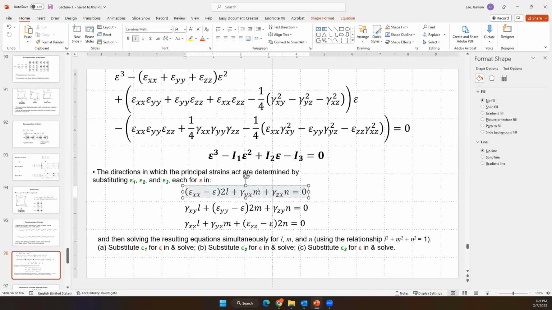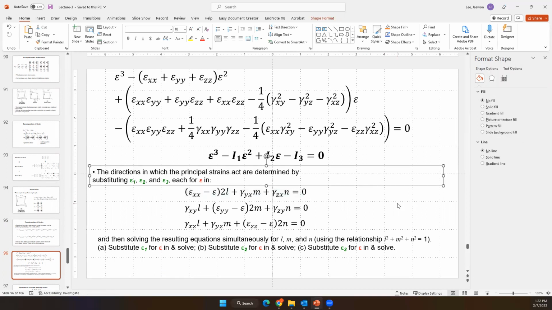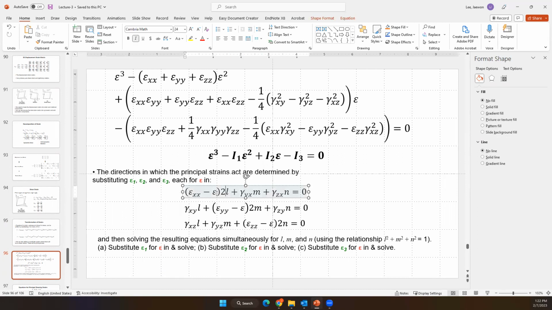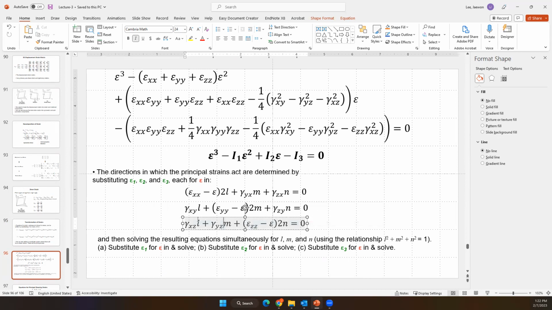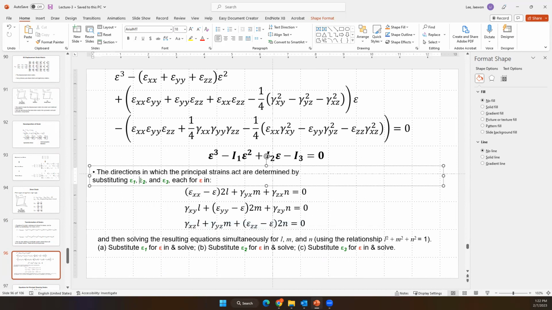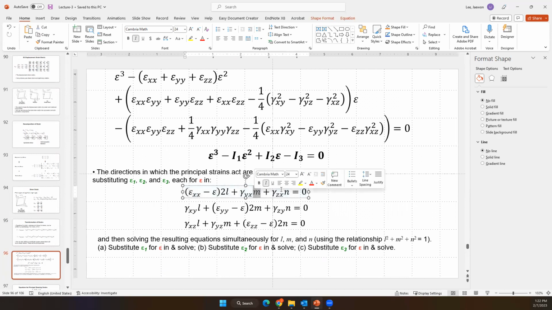So to calculate strain 1, strain 2, and strain 3, we can solve this relation first. Then we gather the three equations. Once we gather strain 1, strain 2, strain 3, they are directly related to the RMN.